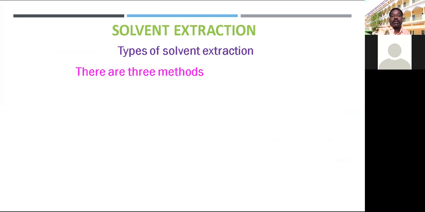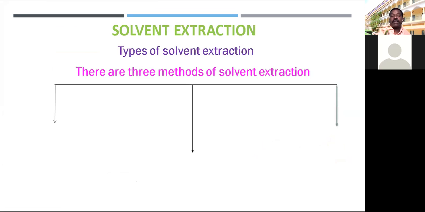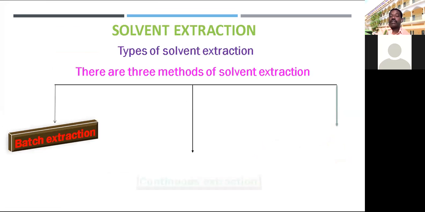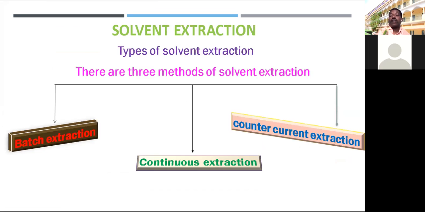Solvent extraction. Types of solvent extraction: there are three types. The first one is batch extraction, the second is continuous extraction, and the third is countercurrent extraction. The first method is the batch extraction method.